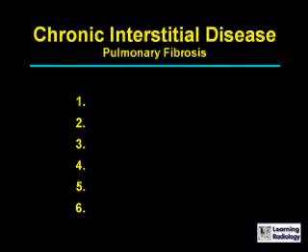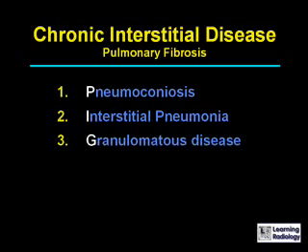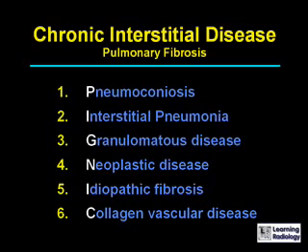This is the next differential. Pause the player. The differential is for chronic interstitial disease, pulmonary fibrosis. There are 6 main causes. Pause the player. The 6 main causes of chronic interstitial disease are pneumoconiosis and interstitial pneumonia, granulomatous disease, neoplastic disease, idiopathic fibrosis, and collagen vascular disease.